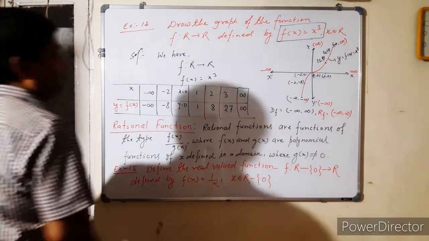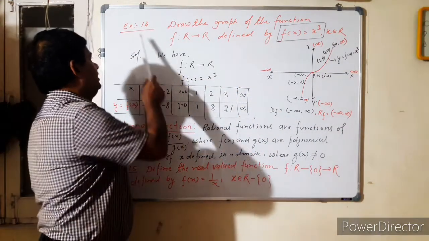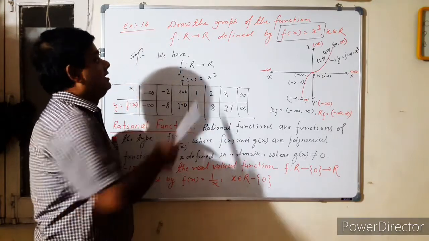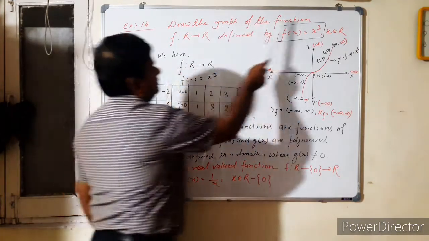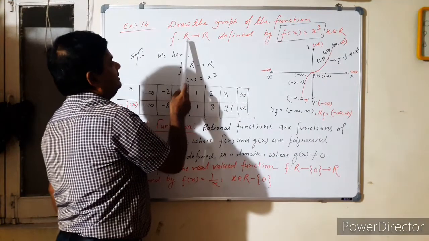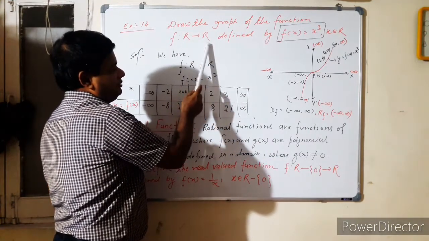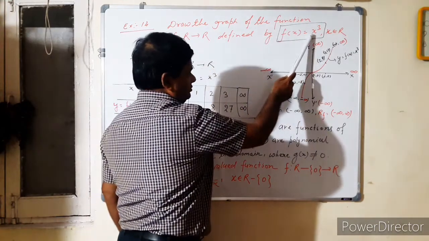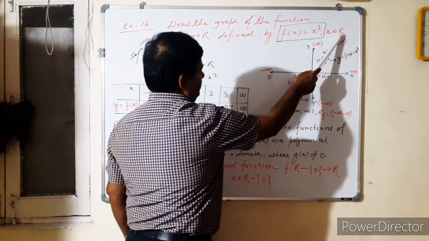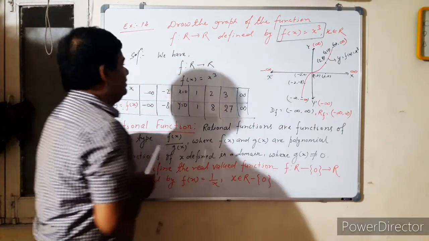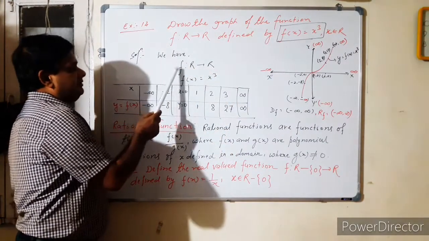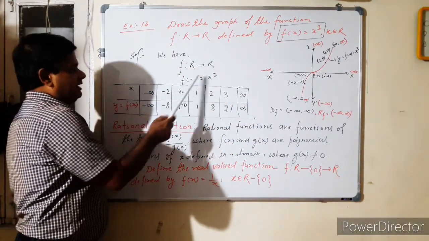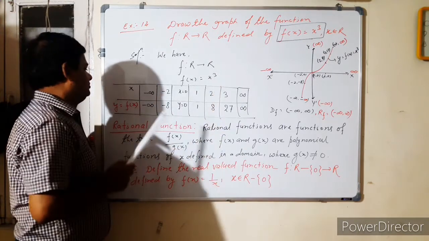Good morning, students. Today I am going to discuss NCERT example number 14. Draw the graph of the function f: R to R, where R means real numbers, defined by f(x) = x cube, where x belongs to R. Solution: here we have the function R to R, f(x) is equal to x cube.